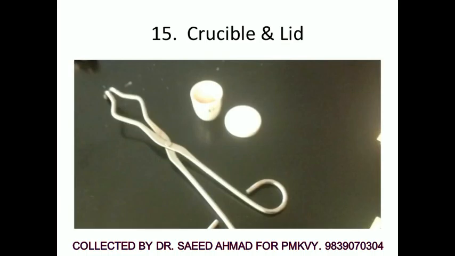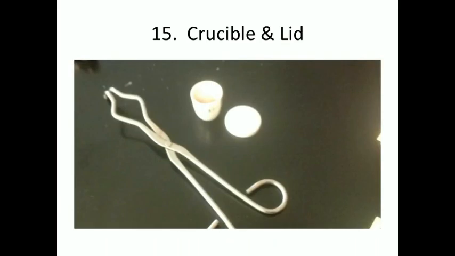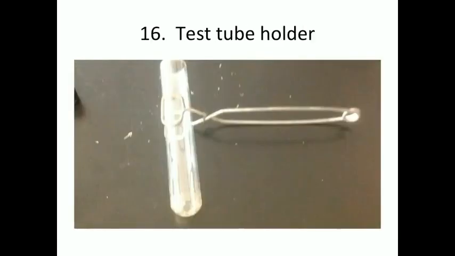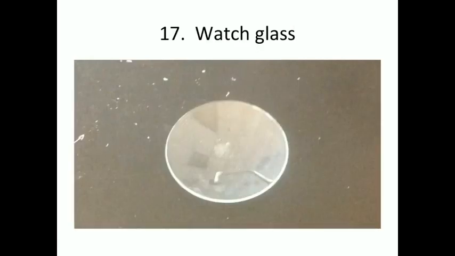Notice that the crucible tongs are shaped to fit around the crucible, and the lid, you can't see it from this picture, but there is an actual lip on the top of it, like a little handle where you can pick it up and manipulate it. This is a test tube holder. Notice it's used to hold a test tube. We especially use this when we're heating test tubes.